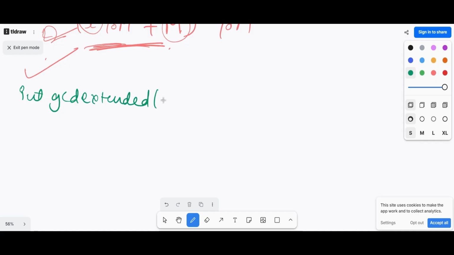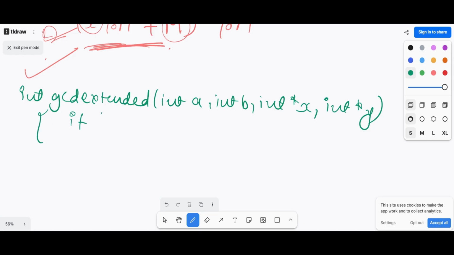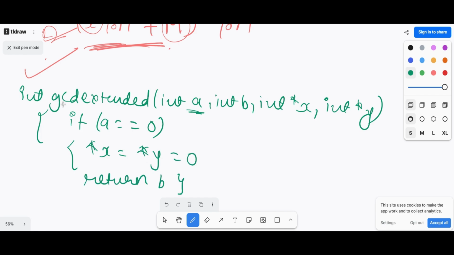GCD extended. This will take int a, int b, int x which we have passed with ampersand, so we'll take it with star over here, and y. Simple code for finding GCD is, if your a is 0, you have your x and y as 0, and your GCD of a and b will be nothing but return b.